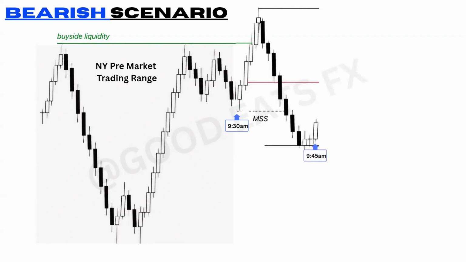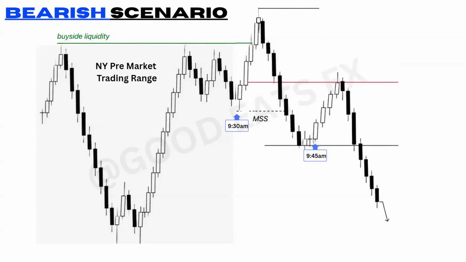And now it's 9:45 a.m. and we have not only the buy-side liquidity taken, but we also traded above these highs and then below this low. That is, once again, our bearish reversal market structure shift. So now we have a range from this high to this low. It's 9:45. In order for us to know that we're going to trade lower, a lower high needs to be created. And as you can see, that lower high was created, which means the bearish trend has now developed after trading below this low, and we're seeking the sell side liquidity of the New York pre-market trading range.